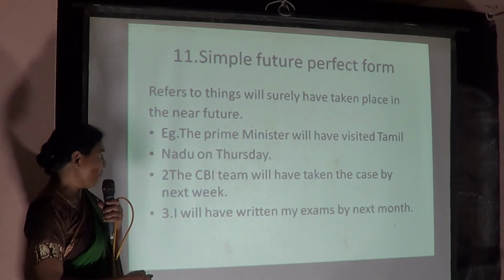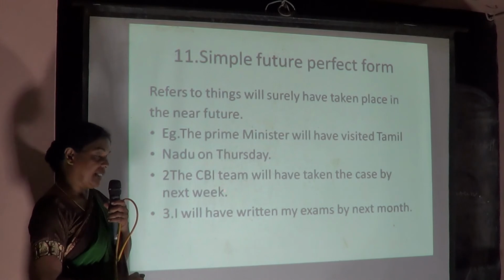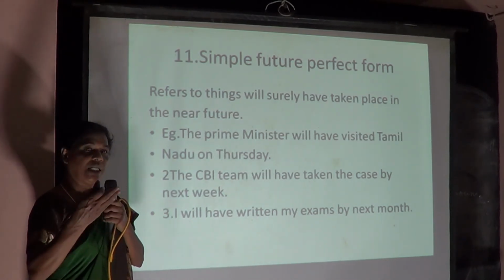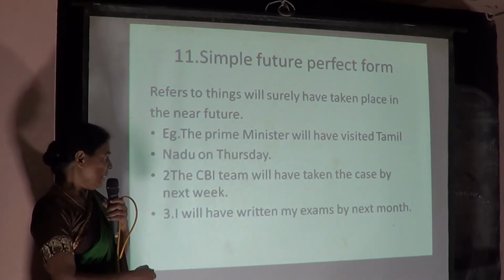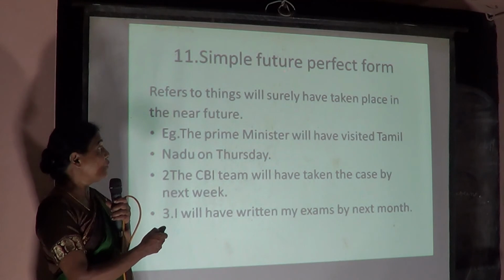And I will have written my exams by next month. Supposing I have an examination next month, I will have written it by next month. Already the schedule is made, so according to the timetable, I have to go and write the examination. In that case, I have in my mind that the exam is scheduled for next month, but the tense I use is the future perfect.